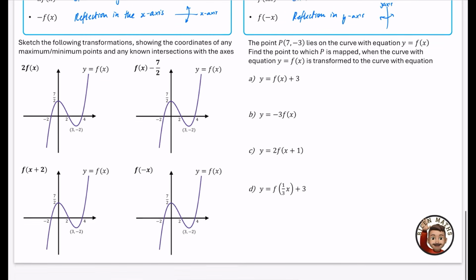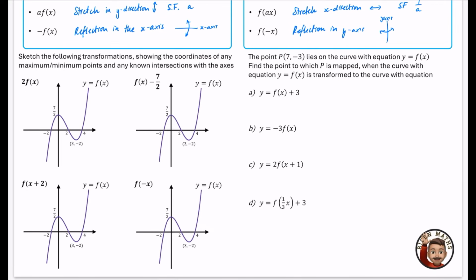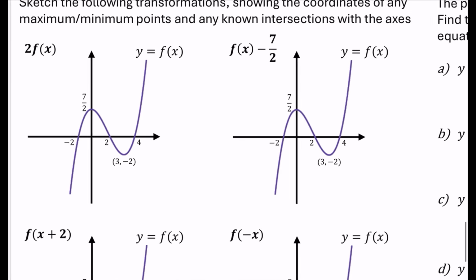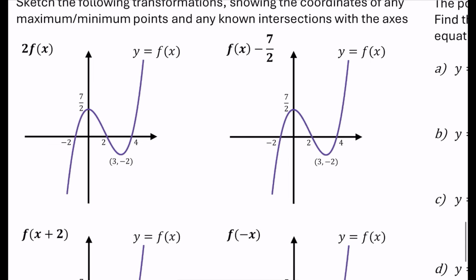For these graphs that we have here, it says sketch the following transformations showing the coordinates of any maximum or minimum points and any known intersections with the axes. If we don't know the new intersection, we don't need to put it in. So here is my original graph, f of x, and I'm going to draw y equals 2f of x for this. So that means it's going to be stretched in the up and down direction by a scale factor of 2. So it's actually going to be more steep like this.